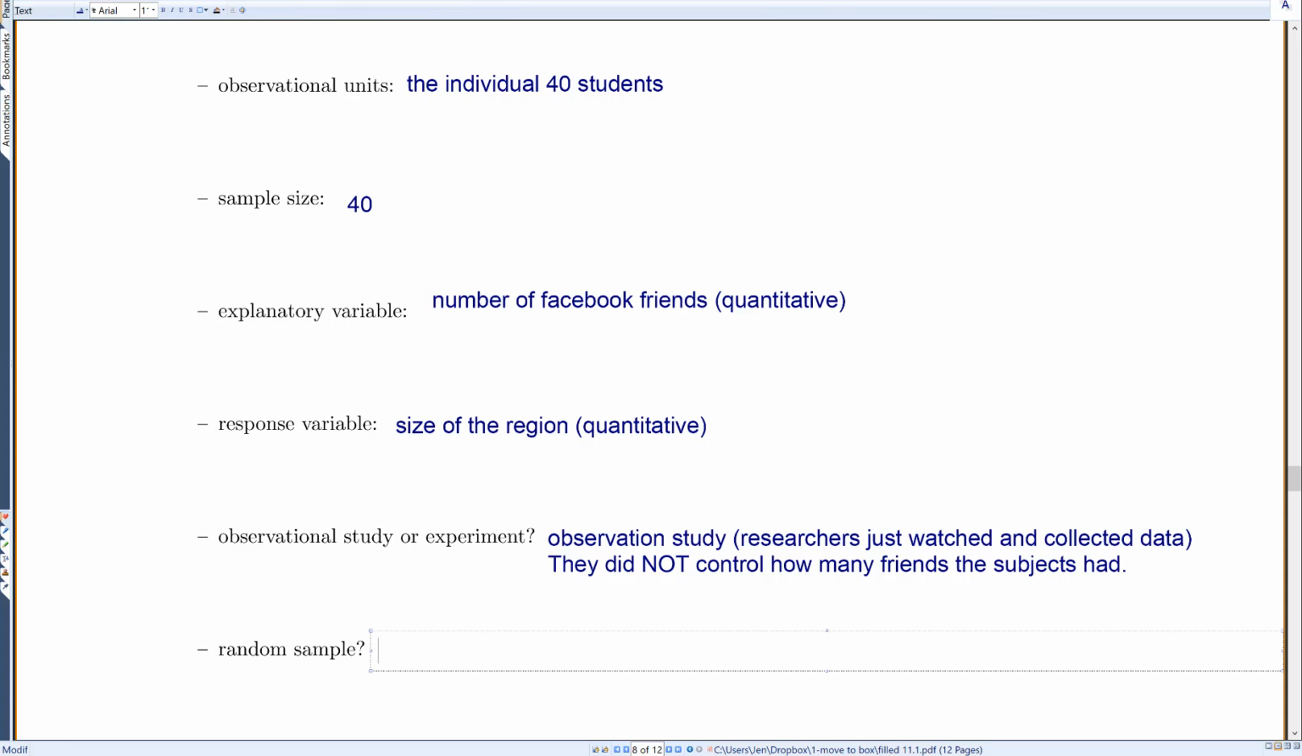Is it a random sample? I would guess not, because they mentioned the students were volunteers.